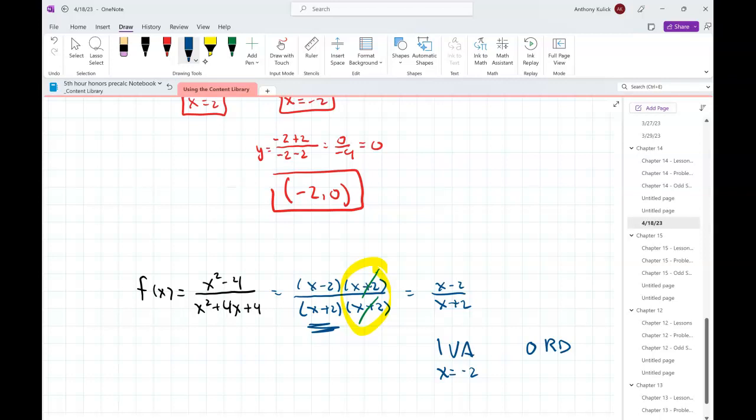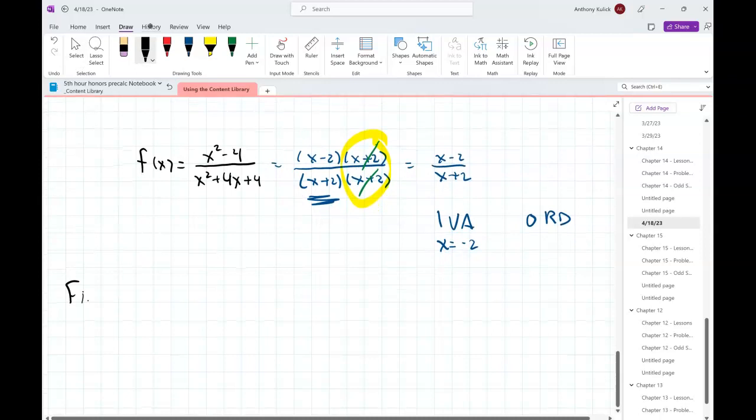Everybody's cool? And this is a piece that I think is mentioned in Algebra 2, but you don't do a lot with it. But this is hopefully really solidifying that idea here. Okay.